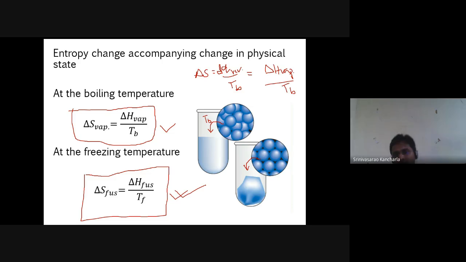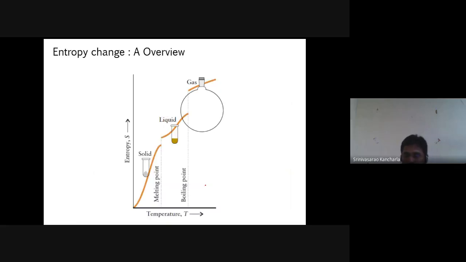Whenever you have a temperature change or volume change, there is another formula for calculating the entropy. If in the process you experience a change in phase, you have to include the entropy change due to change in phase also. So this figure will explain it in a much better way.